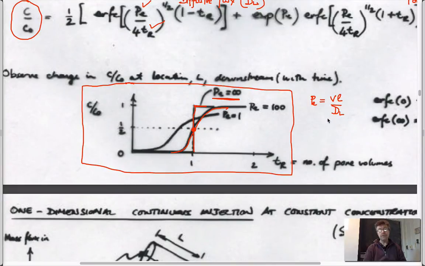But if we keep on increasing the amount of dispersion, make it mix even more, then we find out that at some point it no longer goes through this 50% point here, the 50% and 1 pore volume point. It actually arrives earlier and progressively earlier. And so these are the cases which would be, I guess, diffusion dominated or dispersion dominated.